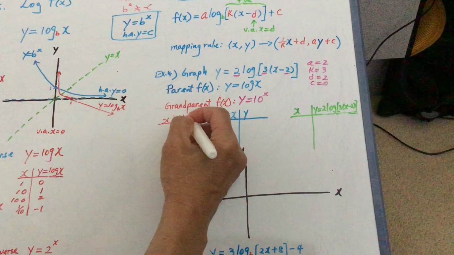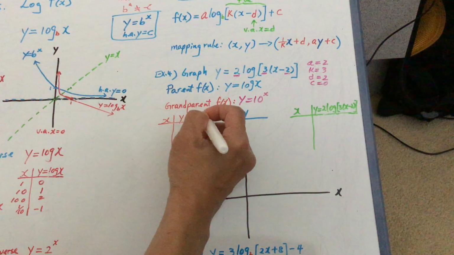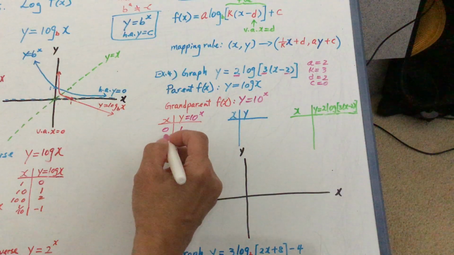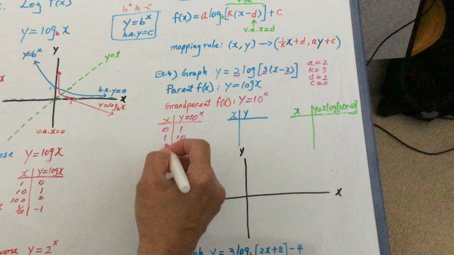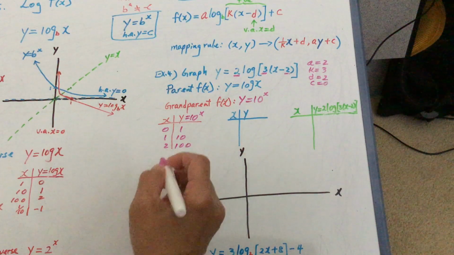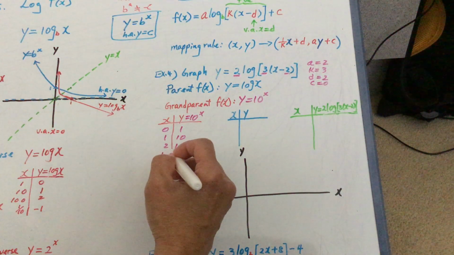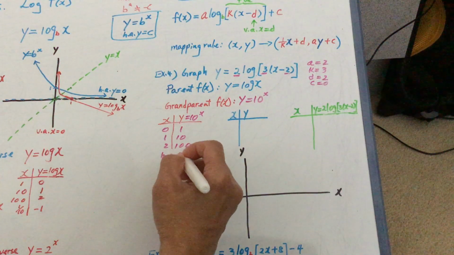So when I have y equals 10 to the x, I know that if I give myself a 0, I get a 1, and if I put in a 1, I get 10. If I put in a 2, I get 100. But because this is an exponential, I know that I have a horizontal asymptote at y equals 0.